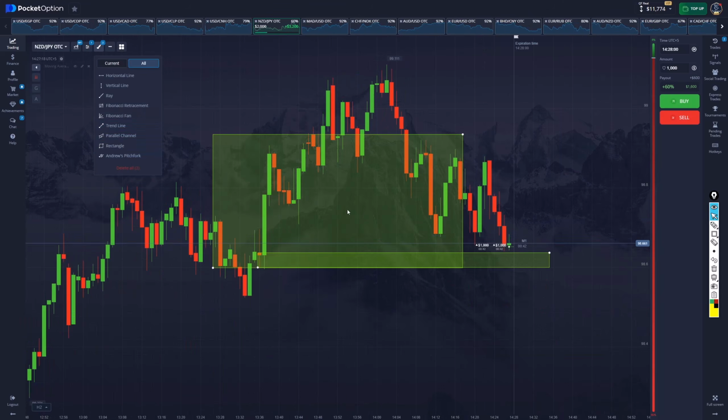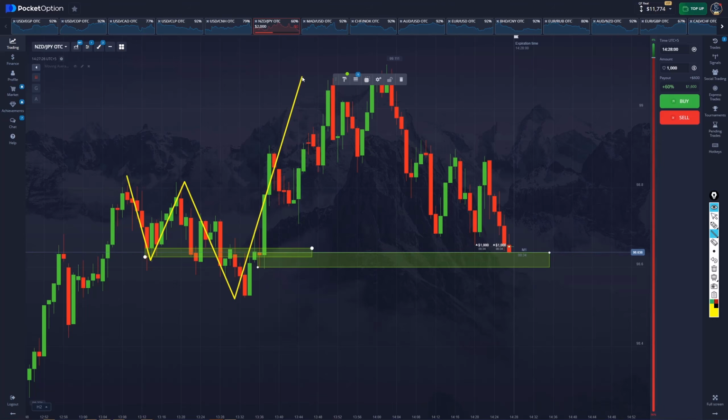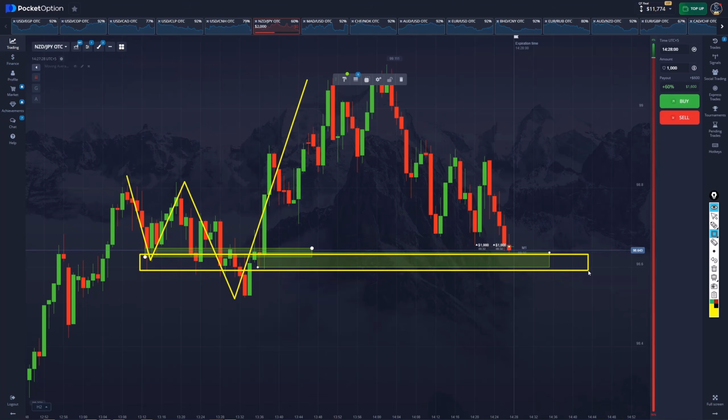And the setup in general is a QM setup. This is the QM zone. You can see low, high, lower low, and then higher high. So this zone will be the QM zone.